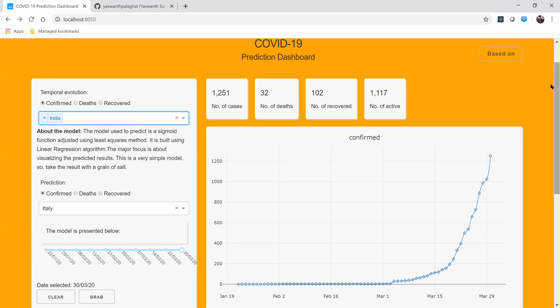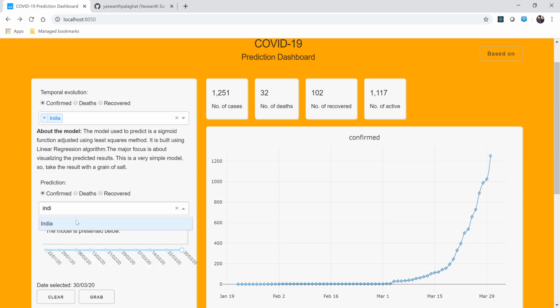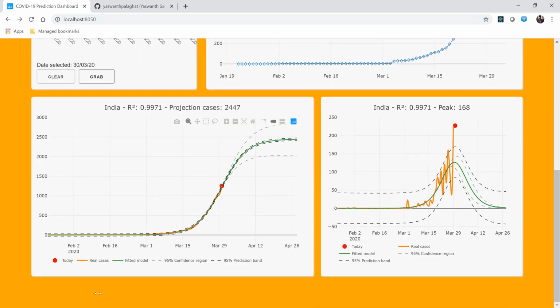The second stage is about predicting. Based on the cases registered in the past and today, I tried a linear regression model, which can predict the number of cases that will occur in the future. In this prediction I will choose India. Here we get India's predicted cases and peak cases. This is India's prediction with 99% confidence. This is where we are today: up to March 30, the cases are 1,251.